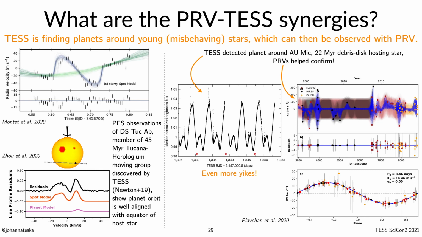Another very exciting young planet detection was around AU Mic, which is a 22 million year old debris disk hosting star, about 10 parsecs away. This was led by Peter Plavchan, and TESS, you can see, made observations of this very variable star, but using several different RV observations, including iSHELL, which I didn't mention, but is another near-infrared spectrograph. They were able to detect and measure the mass of a transiting planet around this star in an orbital period of about 8.5 days. So this is really exciting, right?